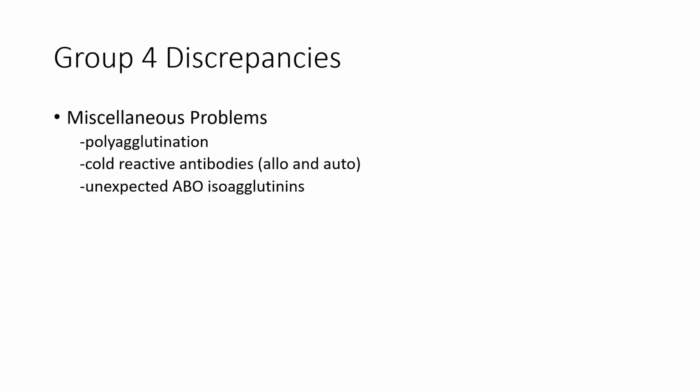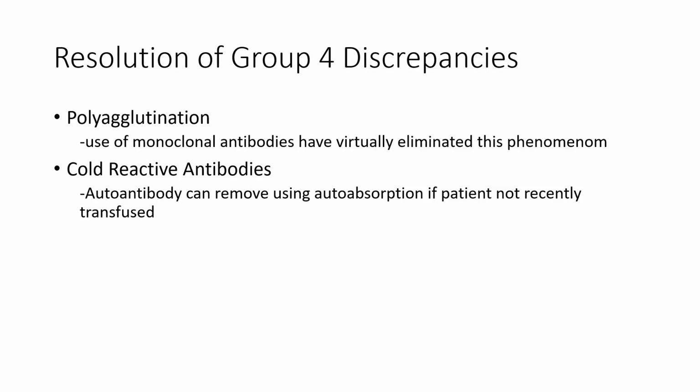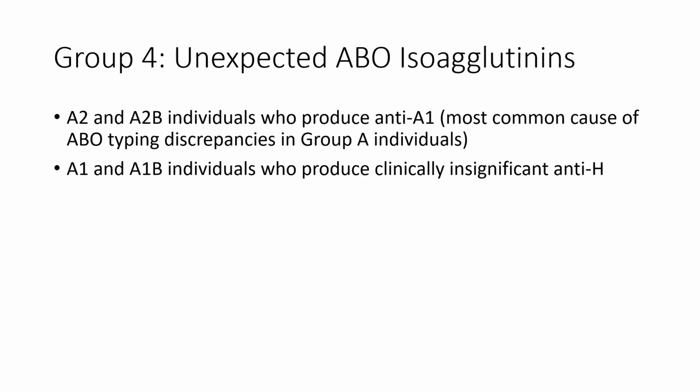A cold reactive antibody could be either an autoantibody or an alloantibody. An alloantibody could be reacting with an antigen other than A or B on the red cells, and an anti-M would be a good example of this. To resolve a group 4 discrepancy, such as polyagglutination, we would use a monoclonal antibody. To resolve cold reactive antibodies, we can remove them using autoabsorption if a patient has an autoantibody and they have not been recently transfused. Group 4, unexpected ABO isoagglutinins.